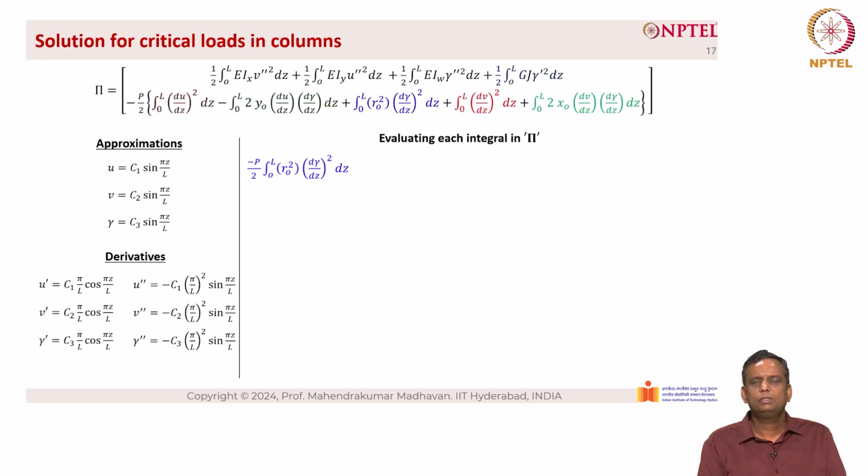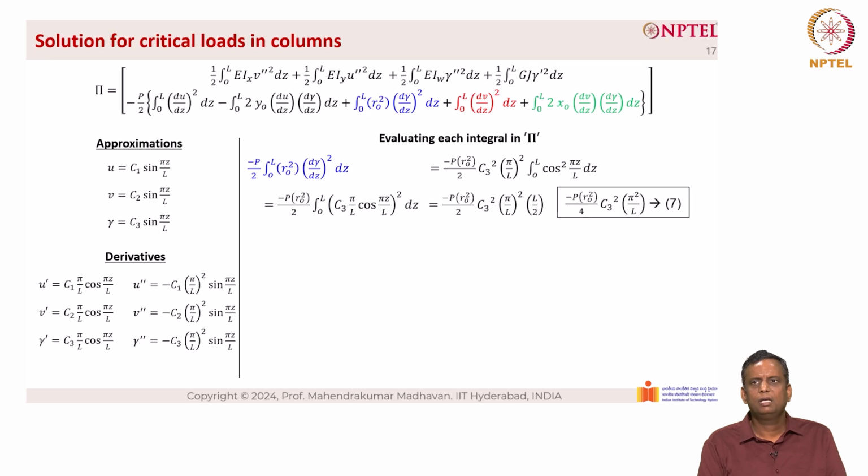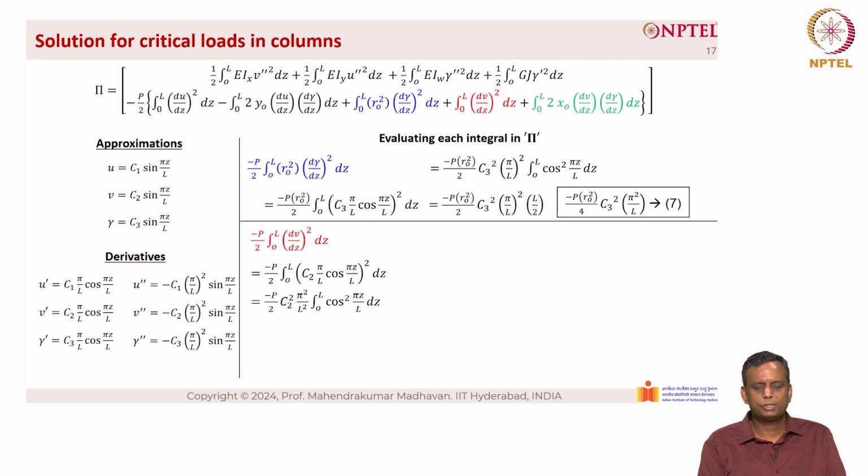Now the seventh term is minus P by 2 into integral 0 to L r naught square into (d gamma by dz) the whole square into dz. When we substitute d gamma by dz, which is C3 into pi by L into cos(pi z by L), and simplify this further, we have minus P into r naught square by 4 into C3 square into pi square by L, which is equation 7. Now equation 8 is given as minus P by 2 into integral 0 to L (dv by dz) the whole square into dz. So when we substitute this further, we get minus P by 4 into C2 square into pi square by L, which is equation 8.